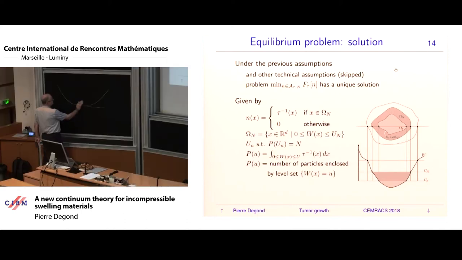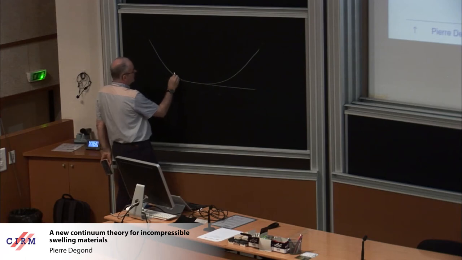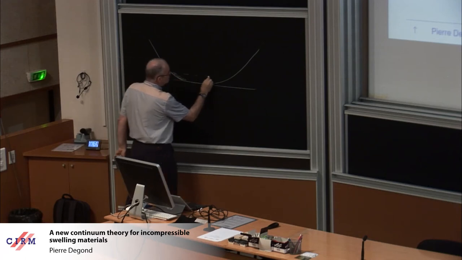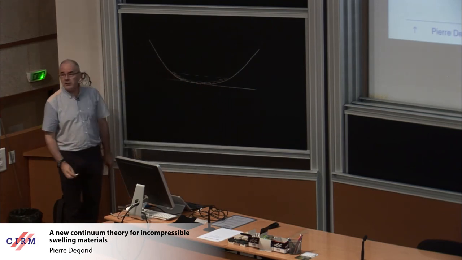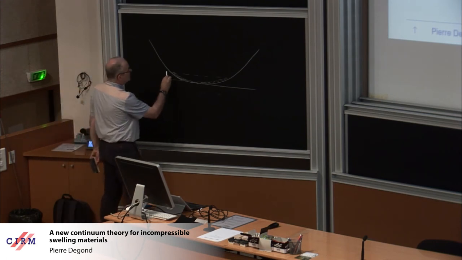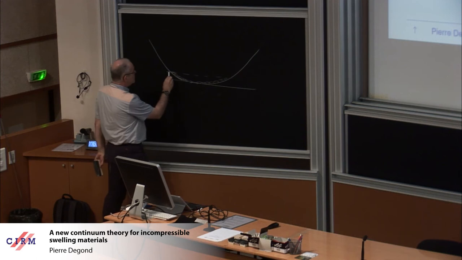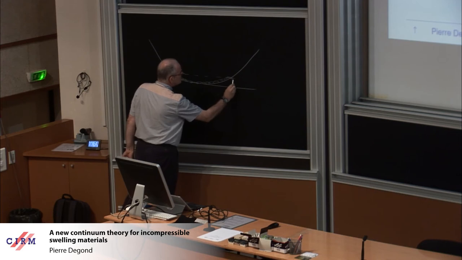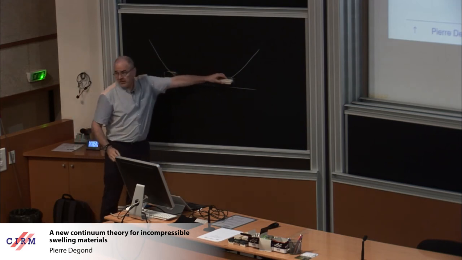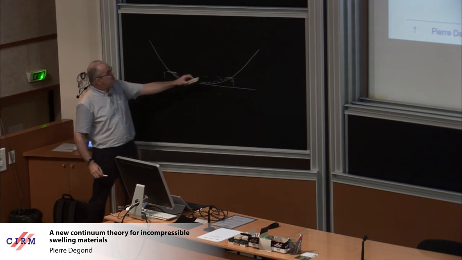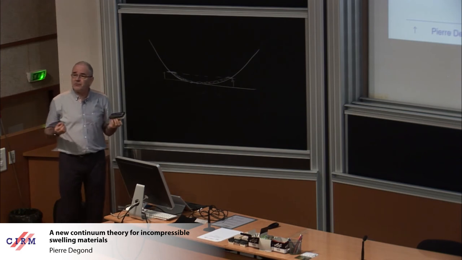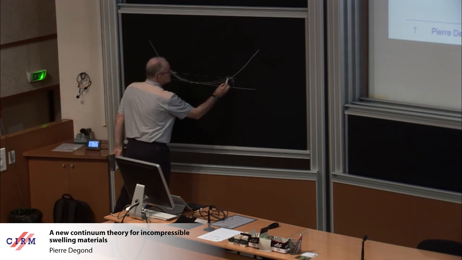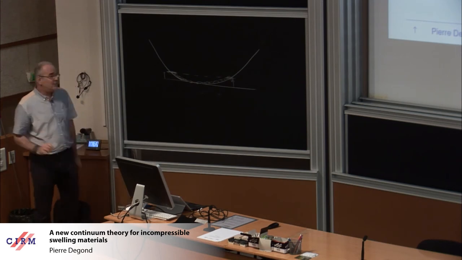Basically, your beads are going to fill the volume until a point. So here, this height has to be the same as here. That's the level set, and we're in 1D, so the level set is dimension zero. It's a set of points. This is the boundary of, say, the tumor, if you like.